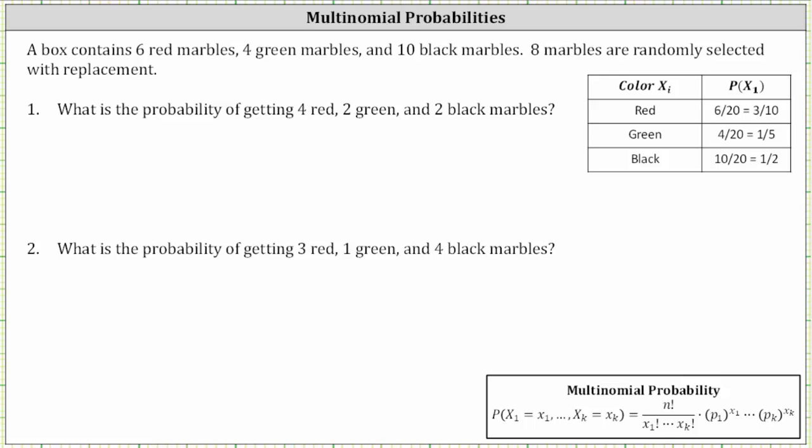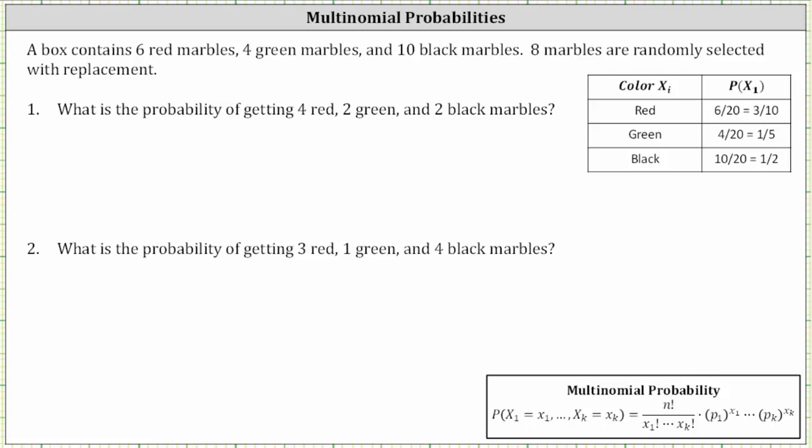These are examples of multinomial probabilities. These resemble binomial probabilities, except remember, with binomial probabilities, there are only 2 possible outcomes, success or not success. Here, we have 3 possible outcomes, depending on the color of the marble.